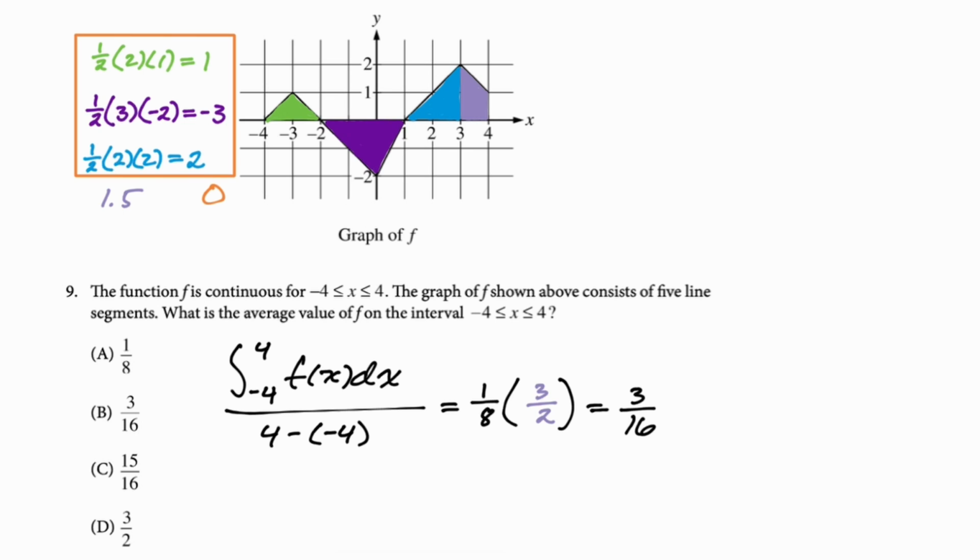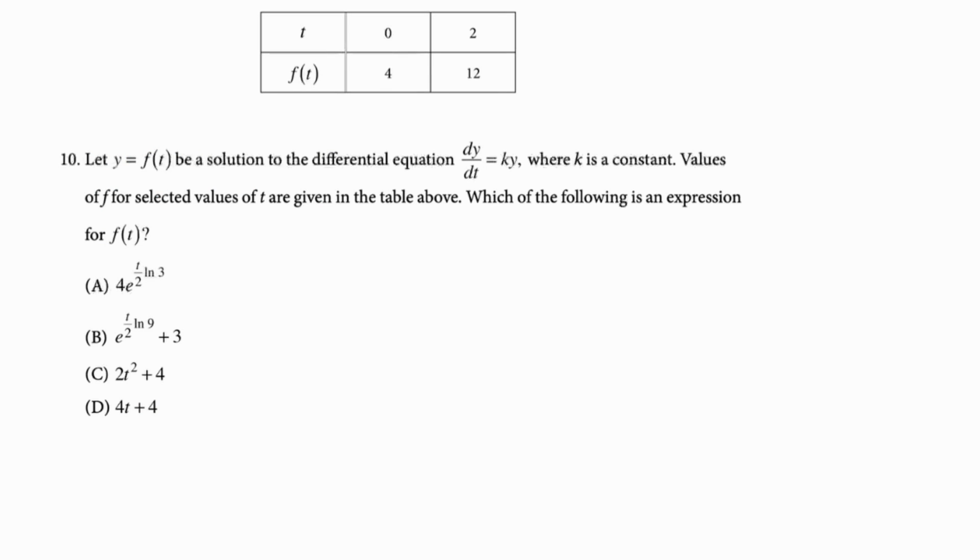So we get 3 over 16. So we are going to choose option B. Number 10, let y equal f of t be a solution to the differential equation dy dt equals k times y, where k is a constant. Values of f for selected values of t are given in the table above. Which of the following is an expression for f of t?